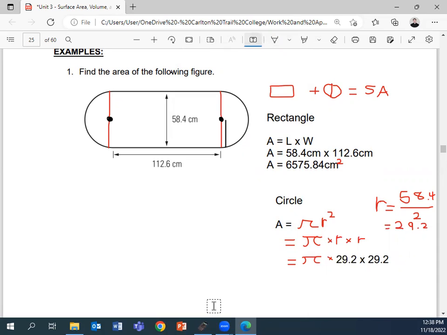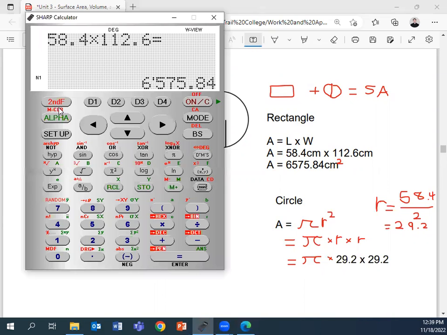So we times those and then press pi. So what you're going to do is 29.2 times 29.2, and then you times that by pi. You'll have a little pi button, should be about right here. Right, so it should be about right here, right? And then you press equals, and you're gonna get this disaster, right?